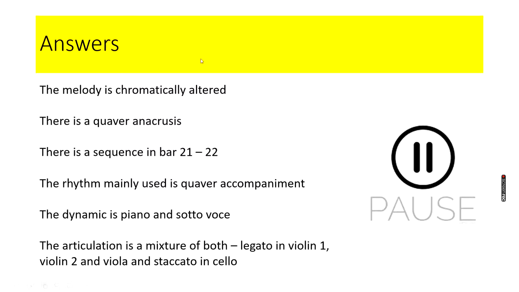Here are the answers. So you could have said the melody is chromatically altered. There is a quaver anacrusis that's only played in violin 1. There is a sequence that's used in bar 21 and 22. The rhythm is mainly a quaver accompaniment in violin 2 and the viola. The dynamic is piano and sottovoce. And the articulation uses a mixture of both: legato in violin 1, 2 and the viola, and staccato in the cello.